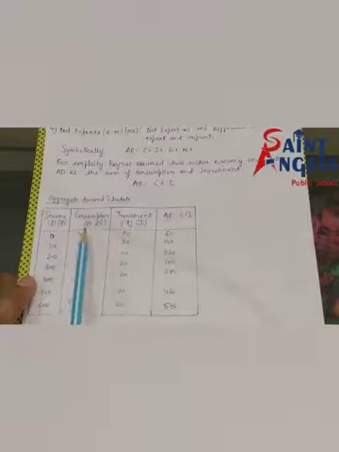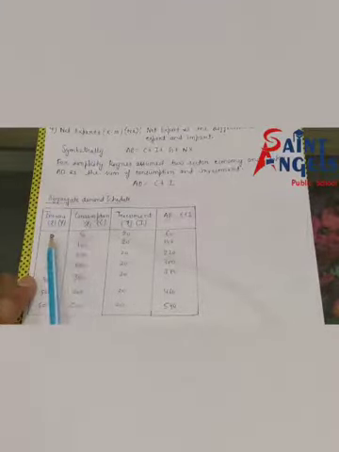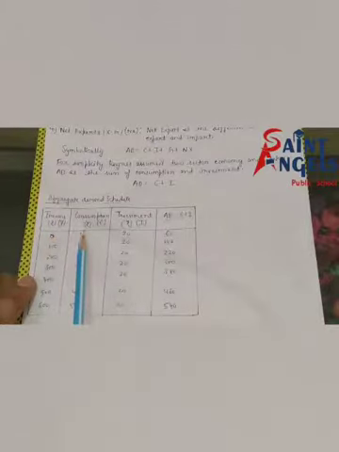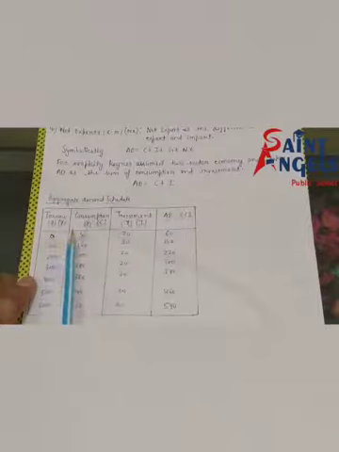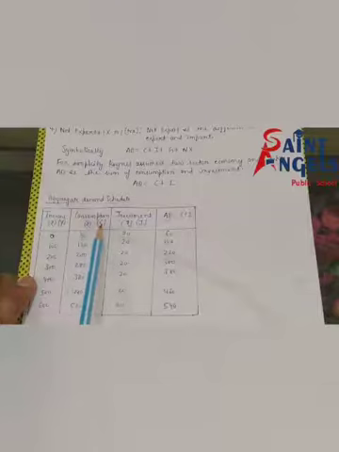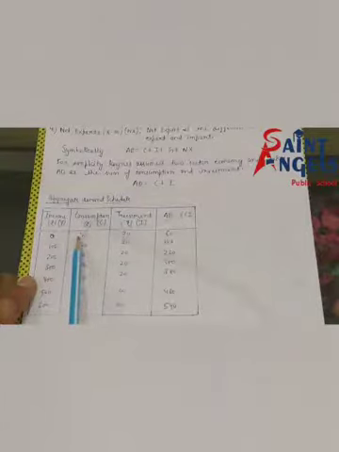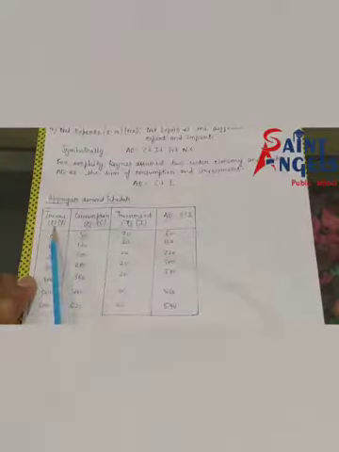But this positive consumption at zero level of income is known as autonomous consumption. This autonomous consumption, which is rupee 40, is not affected by the level of income.